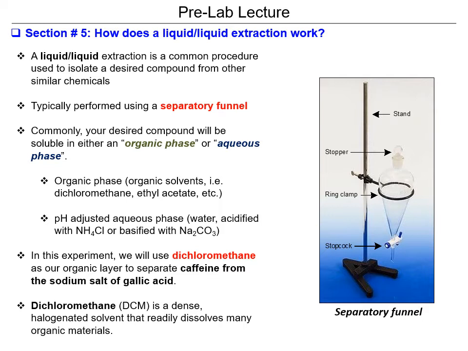Commonly, your desired compound will be soluble in either an organic phase or an aqueous phase, where the organic phase is comprised of organic solvents such as dichloromethane, ethyl acetate, etc., and the aqueous phase is pH-adjusted water, acidified with ammonium chloride or basified using sodium carbonate. In this experiment, we will use dichloromethane as our organic layer to separate caffeine from the sodium salt of gallic acid. Dichloromethane is a dense, halogenated solvent that readily dissolves many organic materials.